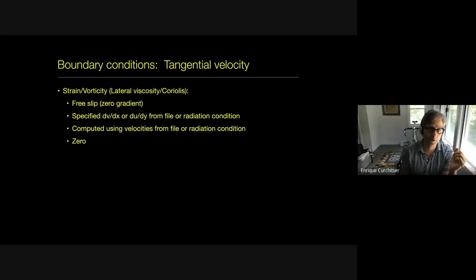As I mentioned before, in MOM6 we have the need to bring in the tangential velocity as well, and that's needed in the strain and vorticity. For computing strain and vorticity, again, vorticity is used in the Coriolis term, which arises from the vector invariant formulation that MOM6 uses. It can be set to a zero gradient, so a free slip, or you can specify values for the gradient of the velocity, or you can compute them from the radiation condition. Or you can always specify zero strain as well.